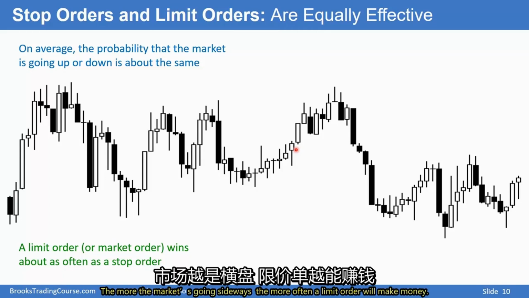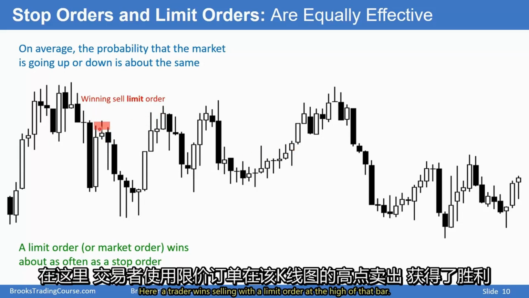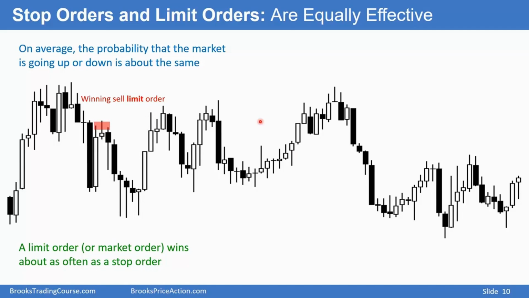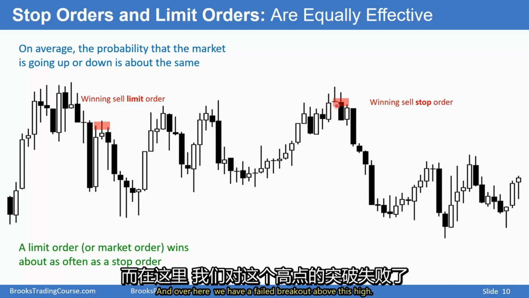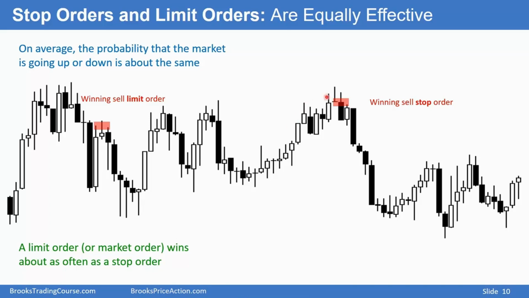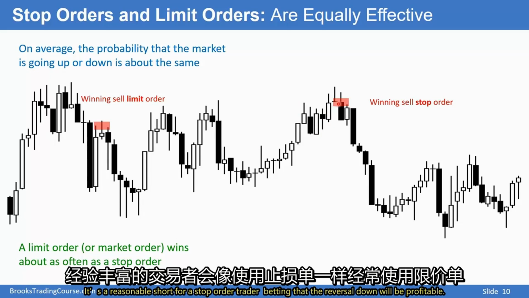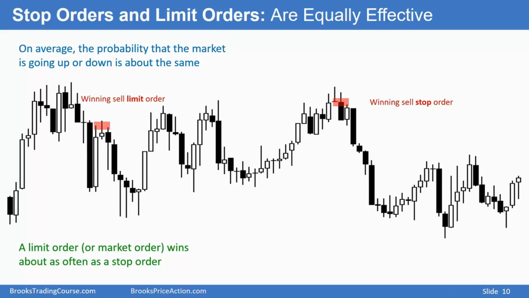The more the market's going sideways, the more often a limit order will make money. The more the market is trending, the more a stop order will make money. Here, a trader wins selling with a limit order at the high of that bar. And over here, we have a failed breakout above this high, a little bit of a parabolic wedge, 3 pushes up, 1, 2, 3, 2 small legs up, 1, 2. It's a reasonable short for a stop order trader, betting that the reversal down will be profitable.